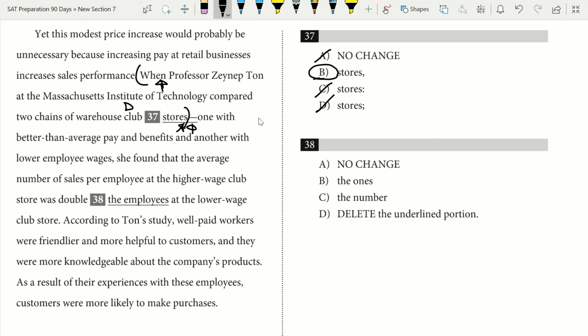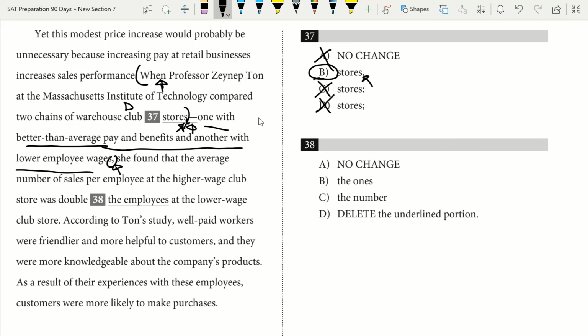Another hint that could really get you to that answer as well is we see that one with better than average pay and benefits and another with lower employee wages, that's a non-essential clause as well. So we know that we have to offset it with commas. Since we have a comma here, we'd have to have one there as well. So that's another way you can get to that answer as well. So two different ways, but either way, both of them point to B as the correct answer.